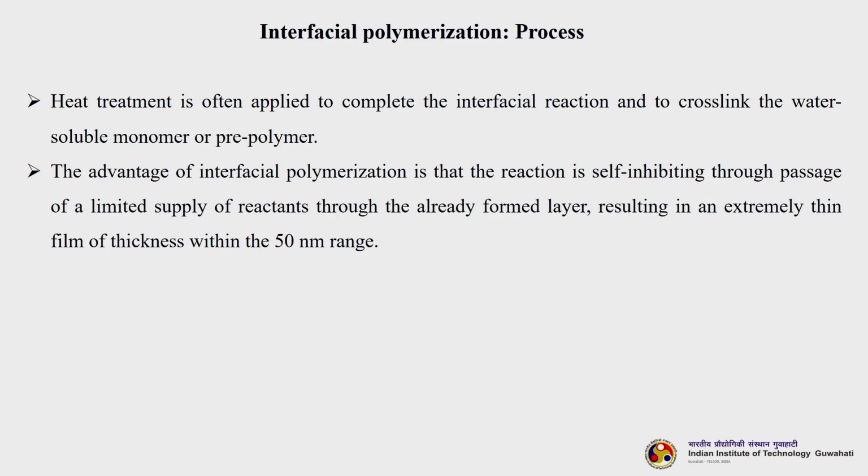monomer or pre-polymer. Usually once the polymerization is over, it is not the end of the process. The membrane is taken out, dried, and goes for further heat treatment, either in a dry chamber or sintered at a particular desired temperature, so that the water soluble monomer or pre-polymer gets cross-linked. The advantage of interfacial polymerization is that the reaction is self-inhibiting, through passage of a limited supply of reactants through the already formed layer, resulting in an extremely thin film thickness in the range of almost 50 nanometers.